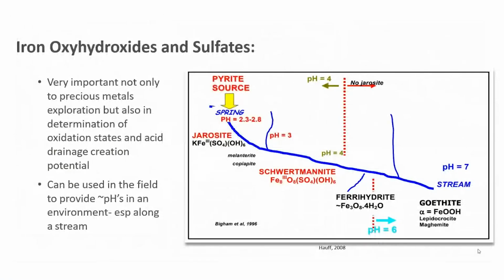All right, so iron oxides, hydroxides, oxyhydroxides, and sulfates are very important not only to precious metals exploration, but also in the determination of oxidation states and acid drainage creation potential. These can actually be used in the field to provide approximate pHs in an environment, especially along a stream, as shown here in this figure.